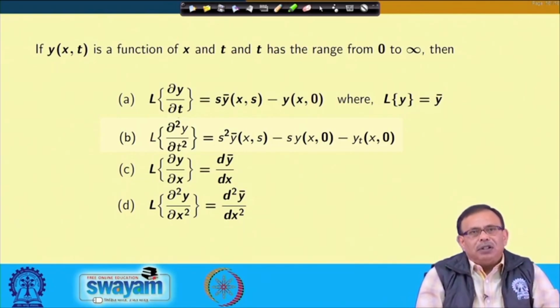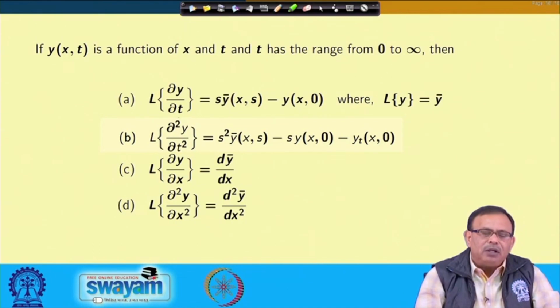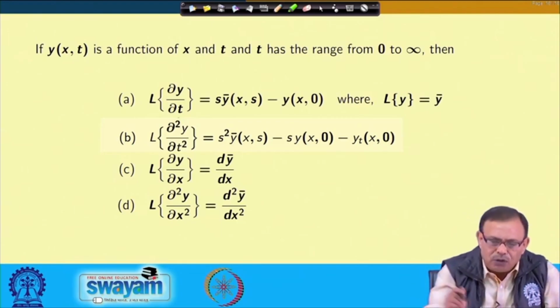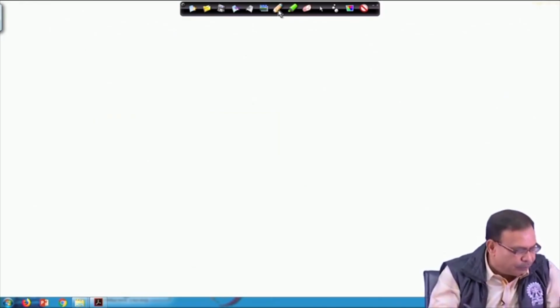Please note this: y is a function of x and t, and you are taking the Laplace transform with respect to t. So, for the other variable, simply Laplace transform of ∂y/∂x is dy bar/dx, where y bar is the Laplace transform of y, and number 4, the Laplace transform of ∂²y/∂x² equals d²y bar/dx², but Laplace transform of ∂y/∂t and Laplace transform of ∂²y/∂t² can be obtained by this formula. So, first let us see the proofs of this one.